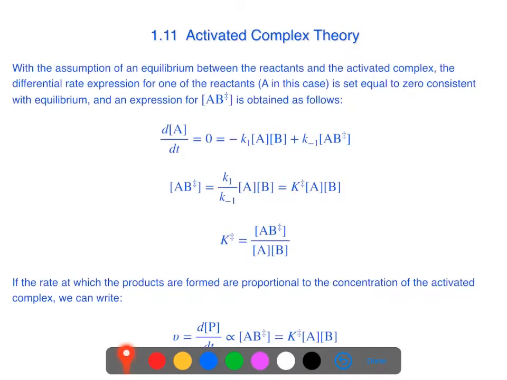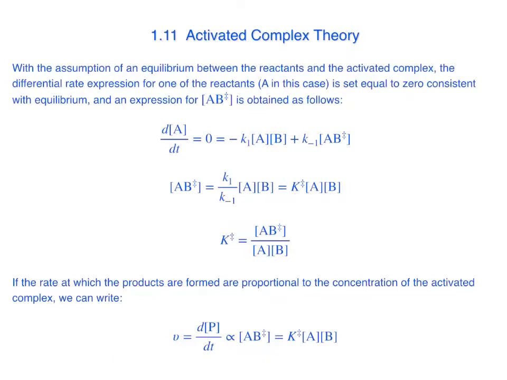So if the rate at which the products are formed is proportional to the concentration of the activated complex, we can write the following, where the rate of the reaction, being equal to the change in the product concentration with time, is proportional to the concentration of the activated complex, which we'd expect because in the previous slide, we see that it is the activated complex concentration that is decaying to product with a rate constant k2. So we can now equate the overall rate of the reaction to this expression of the equilibrium constant with the activated complex and the original concentrations of the reactants.